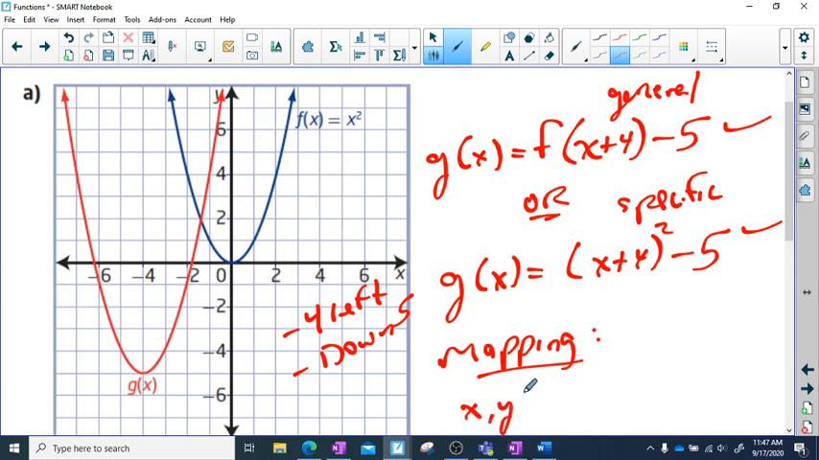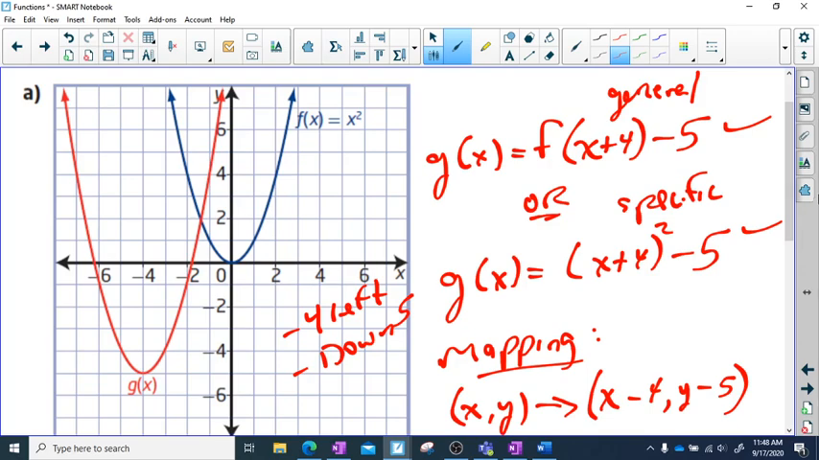So I would take all the ordered pairs on the blue graph, f, and I would move them left 4, so take all the x values and subtract 4, and then I would take all the y values and move them down 5. So if I did that to every ordered pair on there, it would turn into an ordered pair on the new graph. That's called a transformation of f of x. And specifically, I did 2 translations, horizontal and vertical.